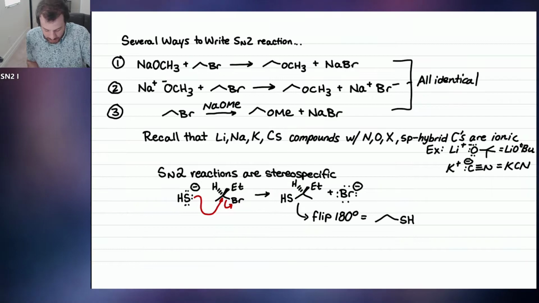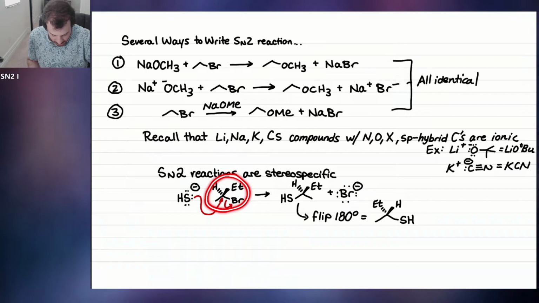Okay, but also what's going to happen is that the wedges and the dashes are also going to be flipped 180 degrees. So now the H is in front and the ethyl is in the back. And so if you compare the original starting material and the final product, what the chemist found was absolutely fascinating. It's that the wedge and the dash flip after an Sn2 reaction. There is a stereochemical inversion.